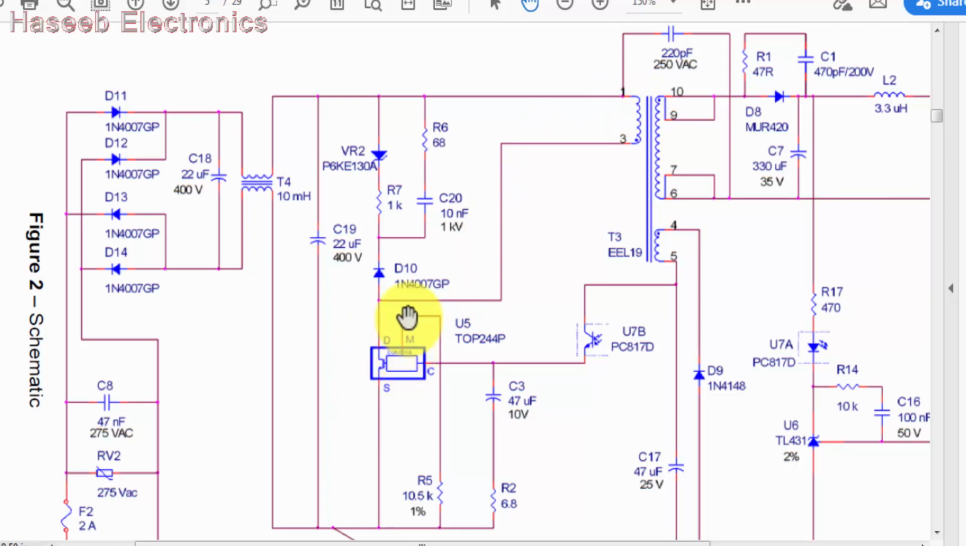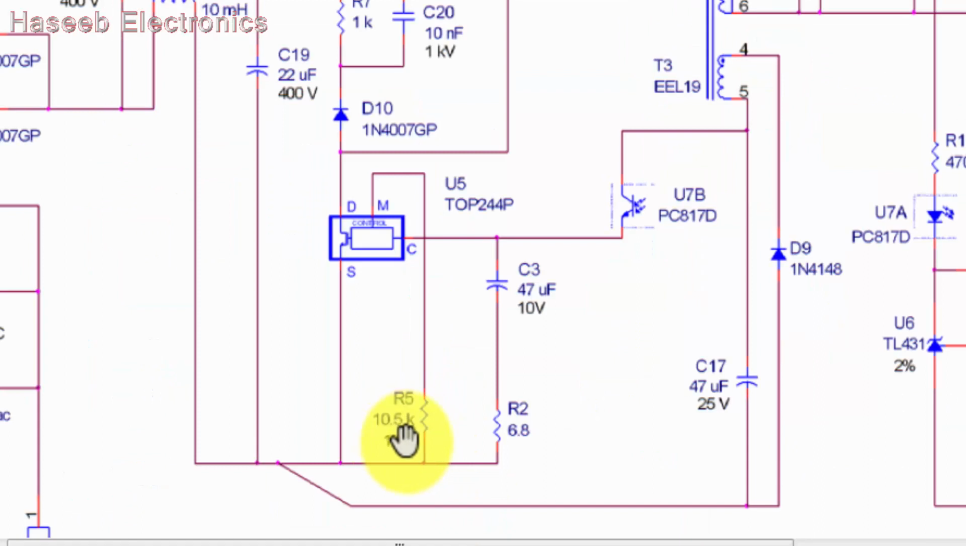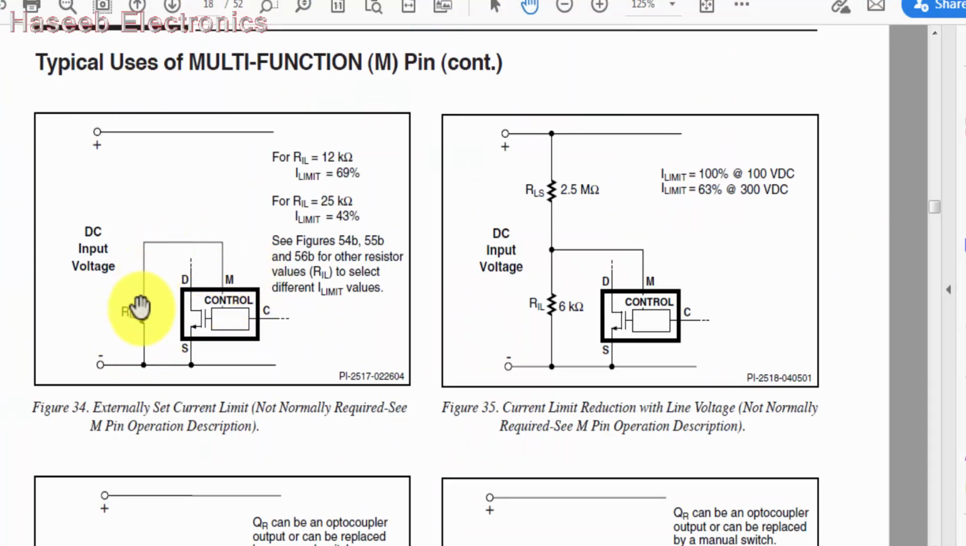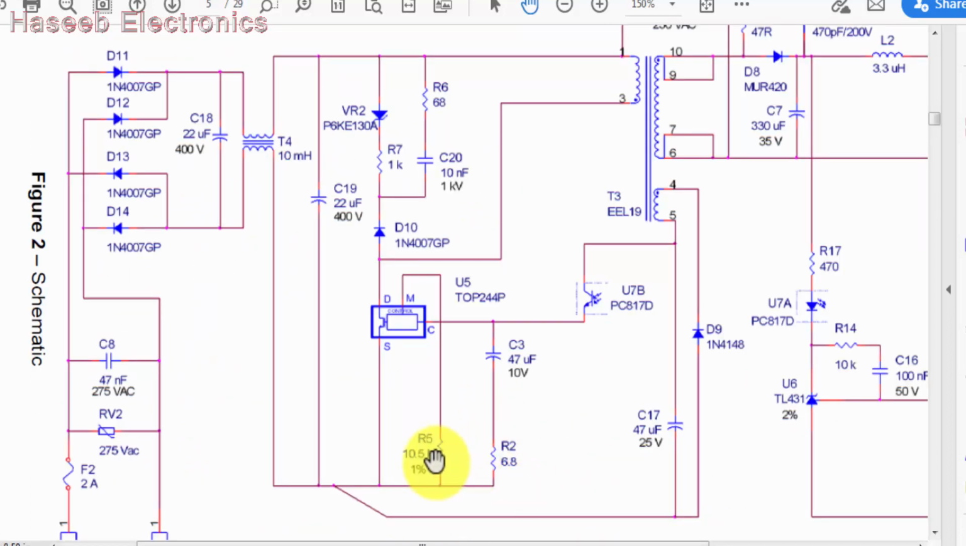M pin. Multifunction pin is connected to ground line with 10.5k resistor. Why is this pin connected here? Because this multifunction pin has various functions. If it is connected to positive line, if it is connected to ground, if it is connected to resistor with control pin, it has different functions. In this design, it is connected to RIL, that is current limiting resistor. So in this design, it will limit the current, it will protect the IC, and it will not allow the circuit to drive with overcurrent. So here we have control pin.